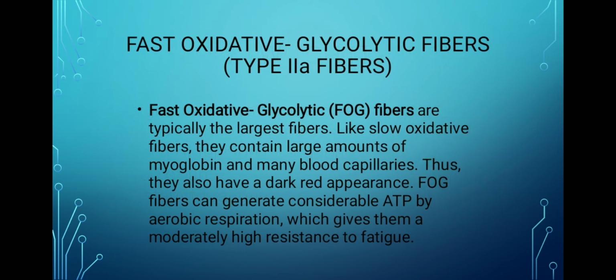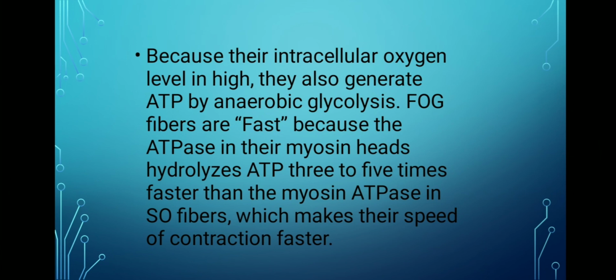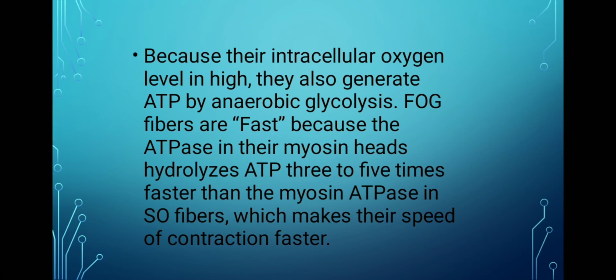Fast oxidative glycolytic fibers, type 2A fibers. Fast oxidative glycolytic fibers are typically the largest fibers. Like slow oxidative fibers, they contain large amounts of myoglobin and many blood capillaries, so they also have a dark red appearance. FOG fibers can generate considerable ATP by aerobic respiration, which gives them a moderately high resistance to fatigue. Because their intracellular glycogen level is high, they also generate ATP by anaerobic glycolysis.